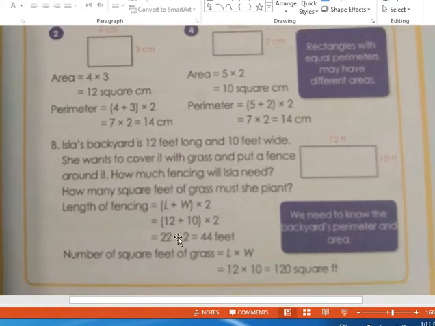And then it will be 44. The number of square feet of grass she wants to plant is the area, because the area definition is what? The total square units inside the shape. So here the area equals length times width, which is 12 times 10 equals 120 square feet.